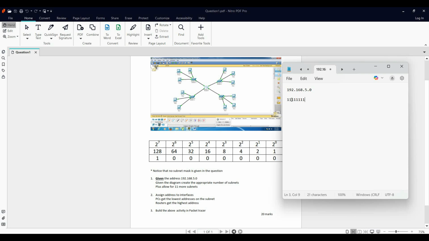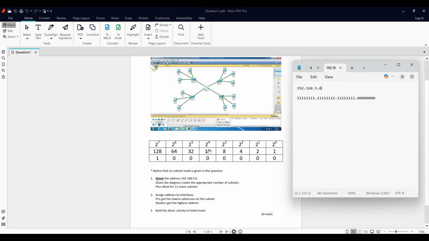Alright, so this is what our magic subnet would basically look like. We have the first 3 octets used, and in the 4th octet we're going to borrow some network bits. So according to this table, we're looking for the placeholder 16.